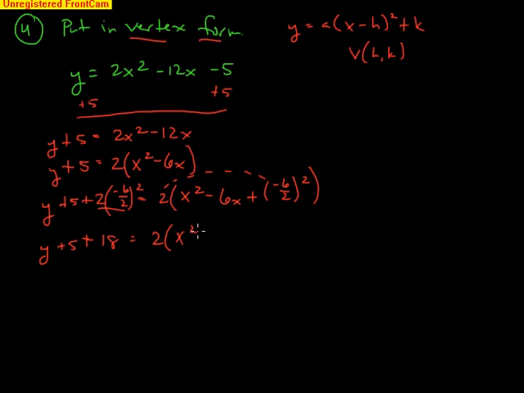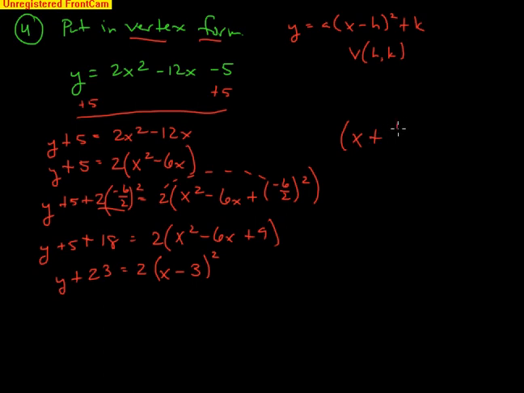Equals 2 parentheses x squared minus 6x. And this is not 18. This is negative 3 squared, which is 9. But think, if I were to distribute, right, 2 times 9 is 18. That's where that 18 comes from. Okay? So be careful. So we just simplify. Y plus 23 equals 2 times, and now here's that x, b over 2 squared. b over 2 was negative 6 over 2, negative 3. Negative 6 over 2 is negative 3.